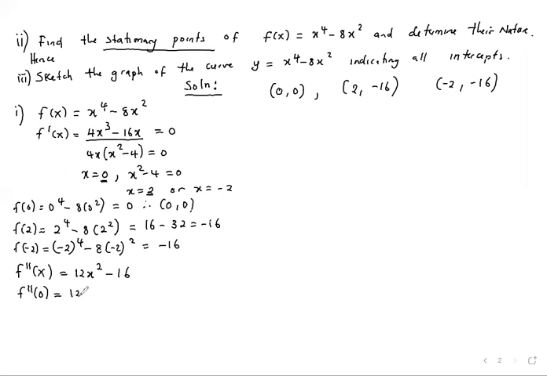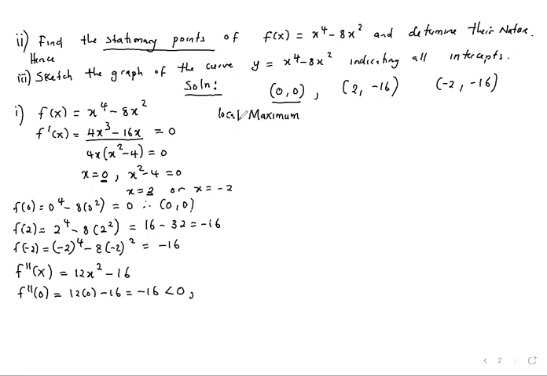And then start picking the values of x and take in the second derivative. You get 4 times 0 minus 16, which is negative 16, which is less than 0. Because the second derivative is less than 0, this point here, its nature is maximum. And we say it's local maximum.